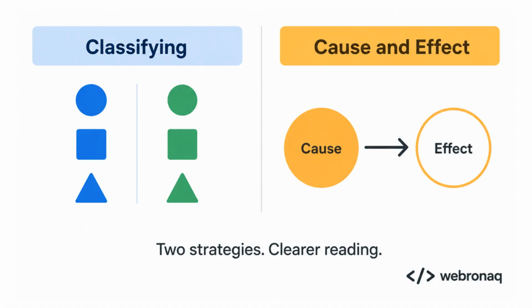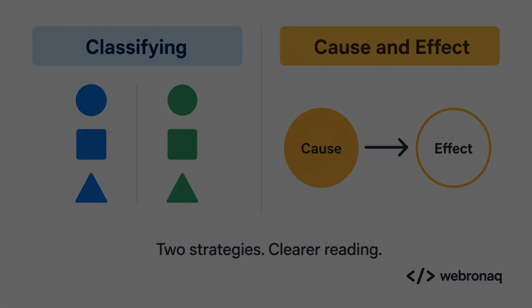effect. Classifying is when a writer groups ideas into categories. Cause and effect is when a writer shows why something happens and what results from it. Once you can spot these two patterns, reading becomes faster, clearer, and far less frustrating. Coming up next, we start with classifying, what it means and how to recognize it in a sentence.